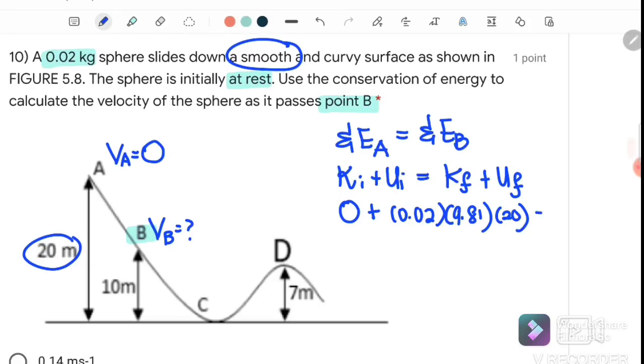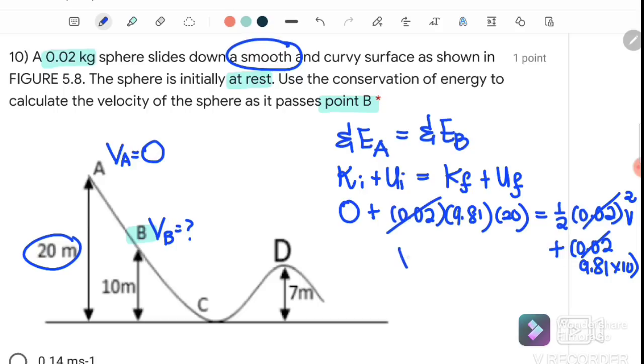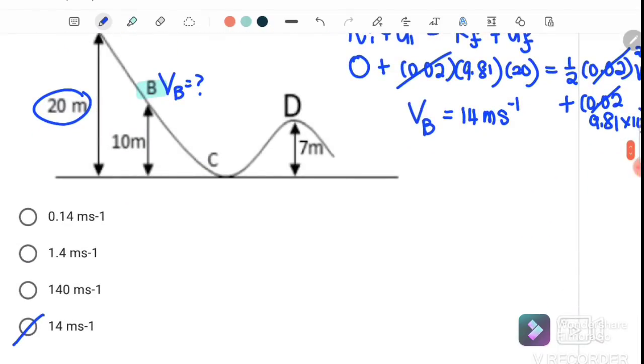And it equals to K final, where K final is equal to half m, 0.02, v squared plus mgh. M is 0.02 times 9.81, and at point B the height is 10 meter. Actually the 0.02 we can cancel off. Therefore, the final velocity at point B is equal to 14 meter per second. So the answer is D.